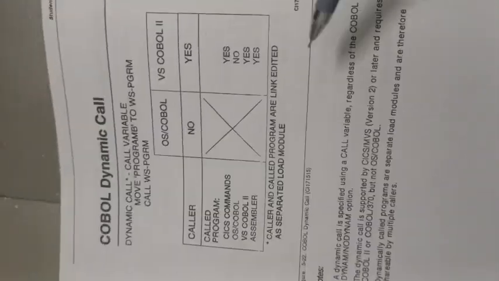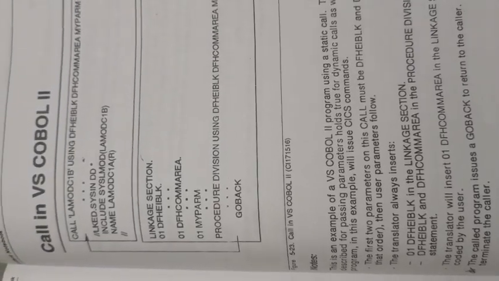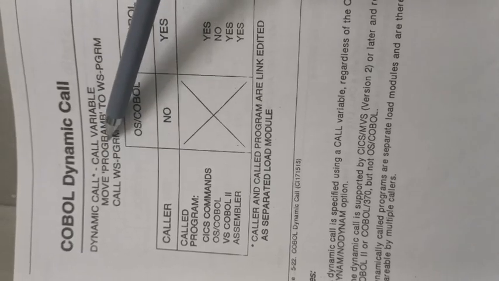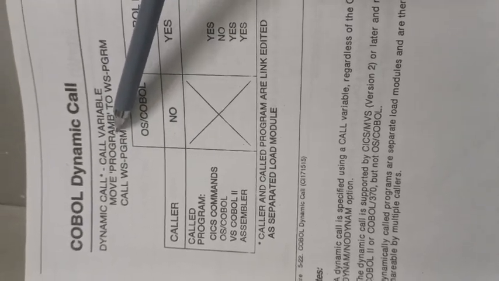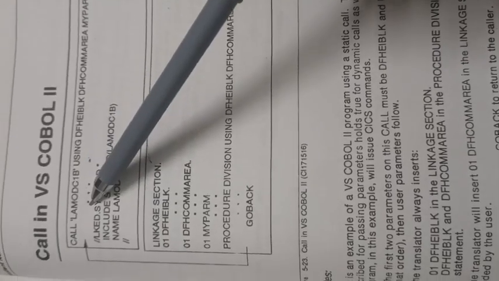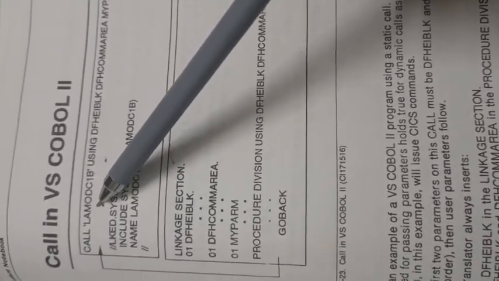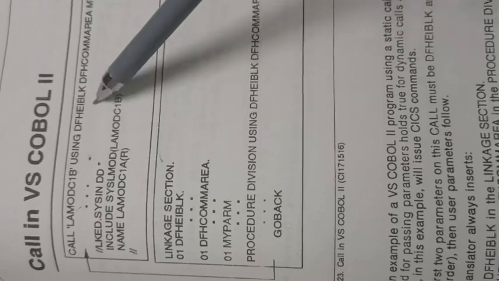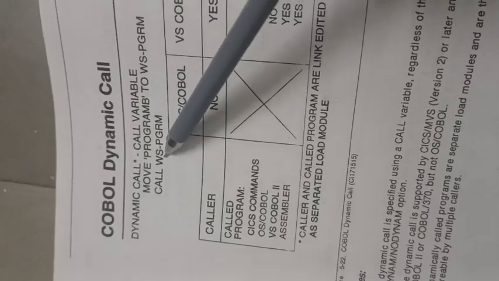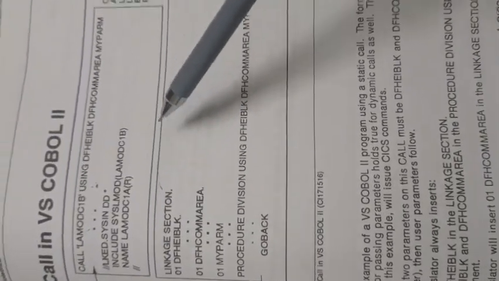You can see this is the syntax showing how to call. This is the syntax for the dynamic call: move the program name to a variable, and call using that program name. This is for the dynamic call. Here they are using a static call, because they are using CALL with the program name in single quotes. For a dynamic call, we have to move the program name to a variable, and then use the call with the variable.